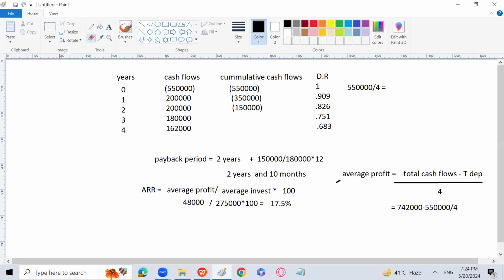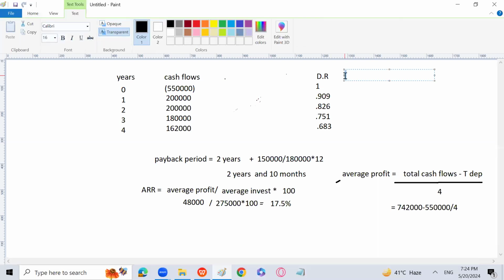Let me complete the question, then we'll discuss, don't worry. Now I'm going to rub it out because I'm finding NPV. So you should not be confused with cumulative cash flows, because that is used for the payback period only. So that's why I am deleting that, so that it may not create any confusion in your mind. So cash flows we have calculated. Now we have to find the present values.